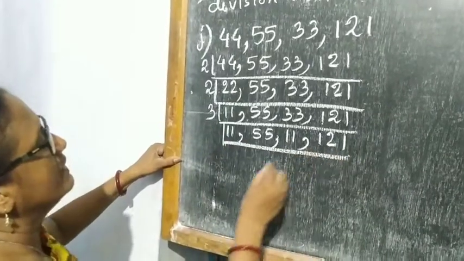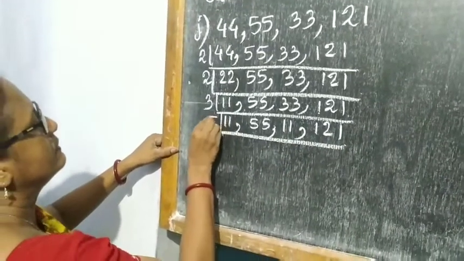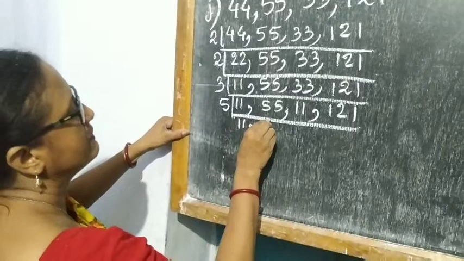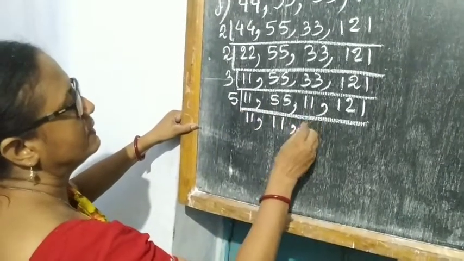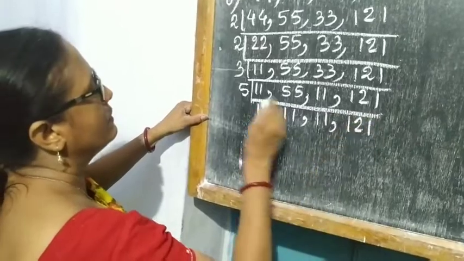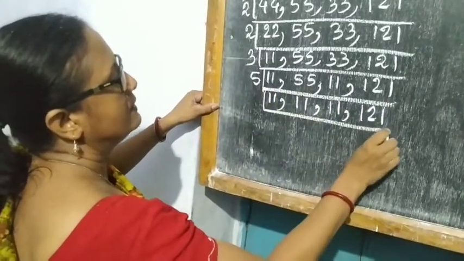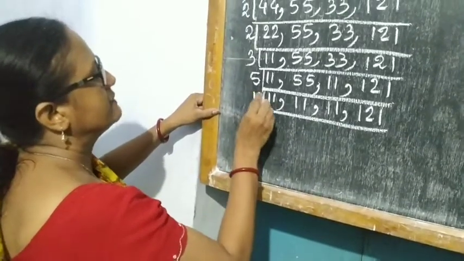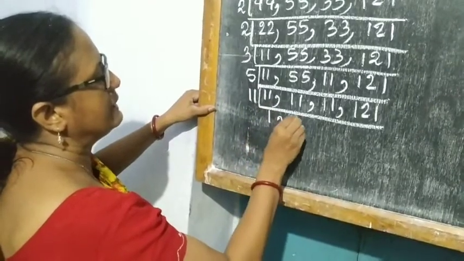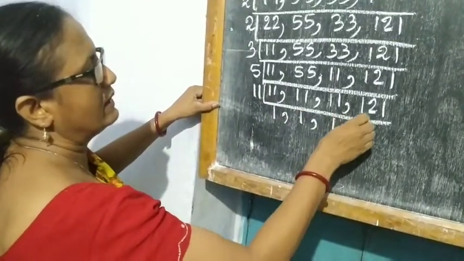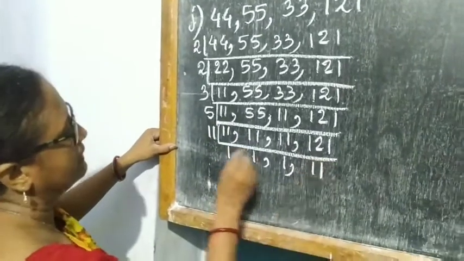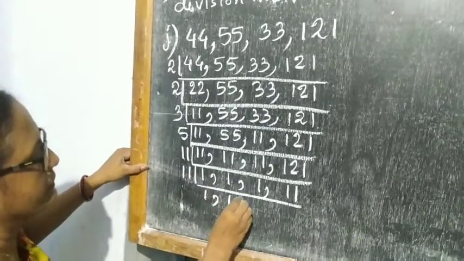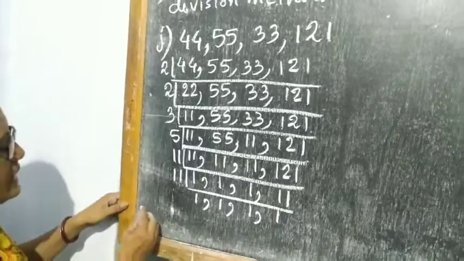Next, you try with 5. So 11 is not divisible by 5. 55 is divisible by 5, 11. 11 again not divisible by 5. 121 is also not divisible by 5. Then next try with 7. None of them are divisible by 7. Then try with 11. Yes. 11 divided by 11, 1. 11 divided by 11, 1. 11 divided by 11, 1. And 121 divided by 11, 11. Next again divide them by 11.